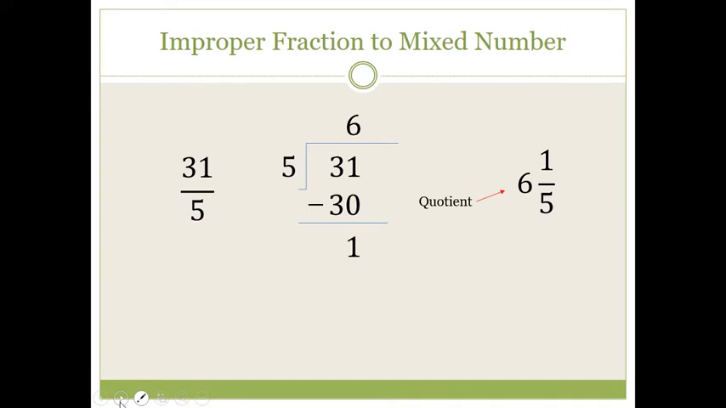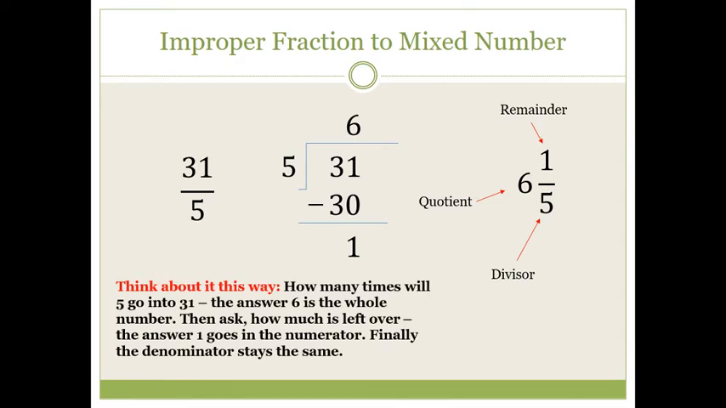So that 6 is called the quotient, right? The answer we got when we did our division. The numerator is the remainder that we got after doing the division, and the denominator was the divisor. Alright, so again, the way that I like to think about this is how many times will 5 go into 31? Well, it's 6. How much is left over? Well, 1 is left over. And then we just leave the denominator the same.